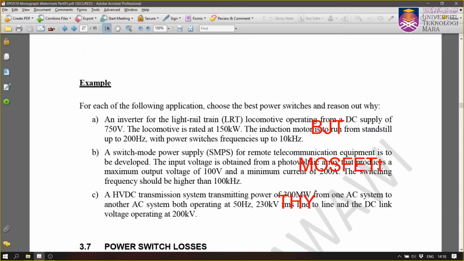Right. Okay, now we move into the power switch loss.